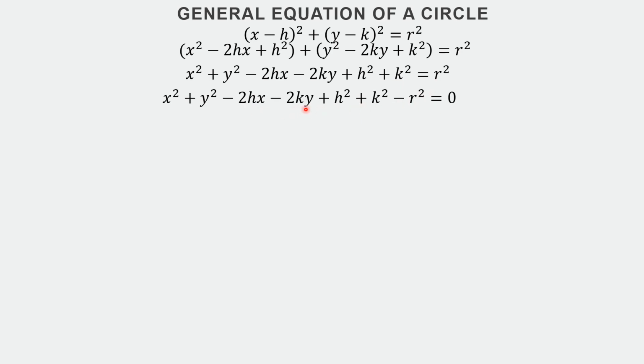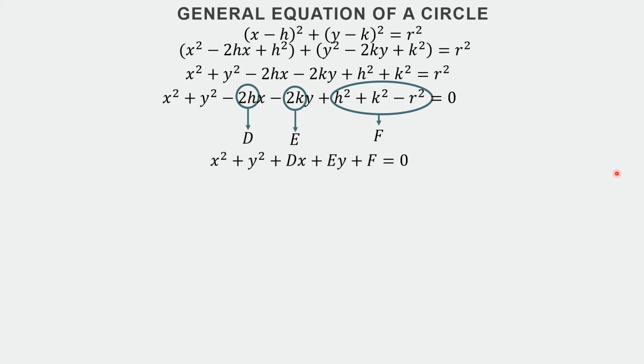So, h and k represent a real number, okay? Of course, the radius is a real number. So, here, we can deduce that negative 2h, negative 2k, and h squared plus k squared minus r squared can be written as D, E, and F respectively. So, to write the general equation of a circle, we can have x squared plus y squared plus Dx plus Ey plus F equals 0, because D, E, and F are real numbers. Okay? So, for example, number 1, let's have this.